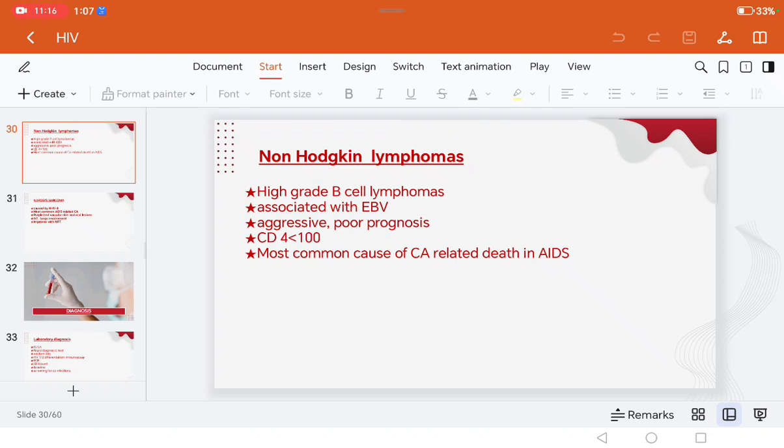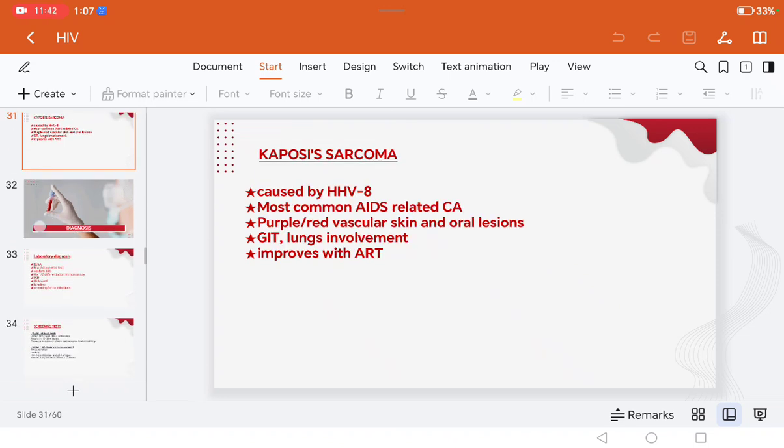Non-Hodgkin lymphoma is usually high-grade B-cell lymphoma like diffuse large B-cell lymphomas or primary CNS lymphomas or double hit or triple hit lymphomas associated with Epstein-Barr virus infection, and the disease is very aggressive and has poor prognosis and occurs at CD4 levels less than 100. It is the most common cause of cancer-related deaths in people living with HIV and AIDS.